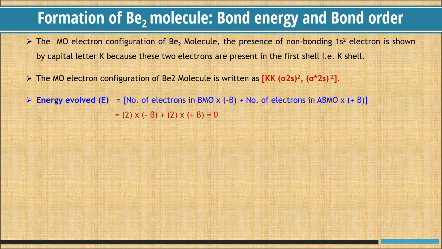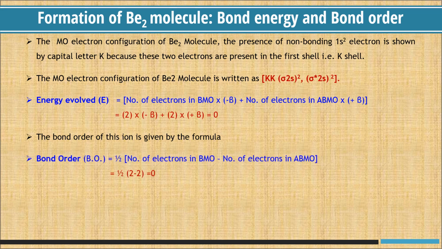The energy evolved is equal to number of electrons in bonding molecular orbital into minus beta plus number of electrons in antibonding molecular orbital into plus beta, that is equal to 2 into minus beta plus 2 into plus beta, that is equal to 0. The bond order of this molecule can be given by the formula bond order BO is equal to 1/2 (number of electrons in BMO minus number of electrons in ABMO), that is equal to 1/2 (2 minus 2), that is equal to 0.